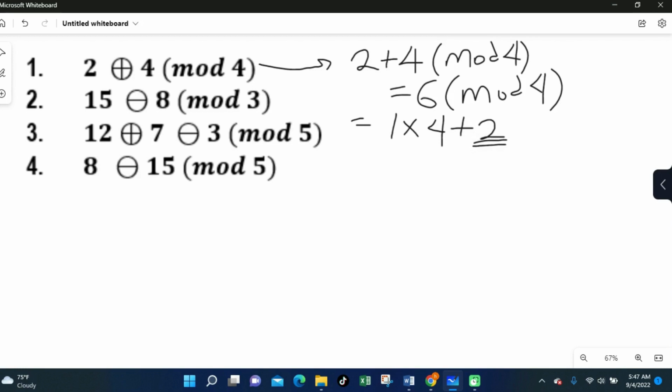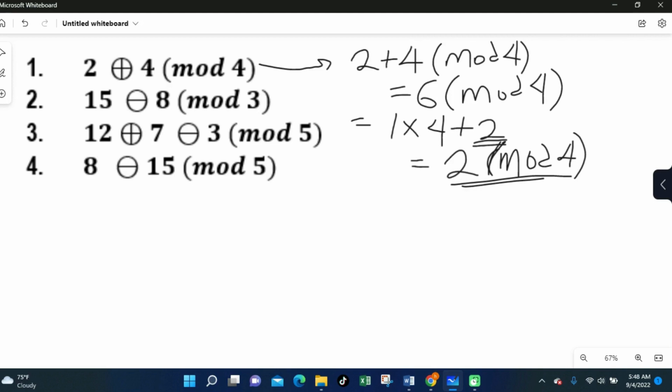So we want to write this out in modular arithmetic. Writing this out in modular arithmetic will give us 2, which is the remainder, 2 mod 4. So whenever you are asked to express the addition of 2 addition 4 in mod 4 in modular arithmetic, this is the solution to that question.